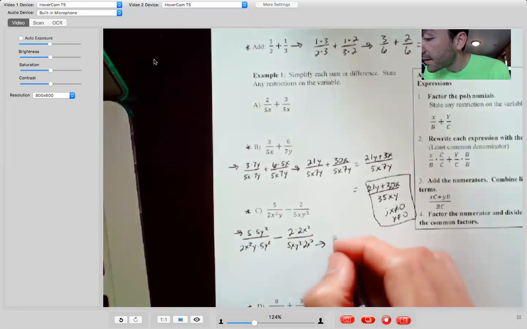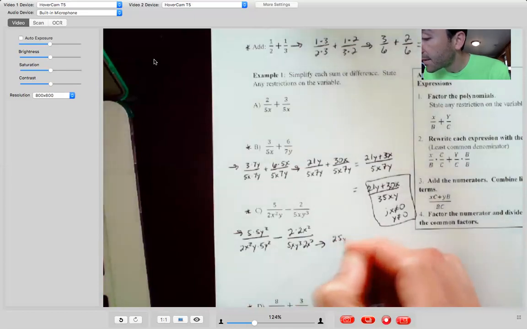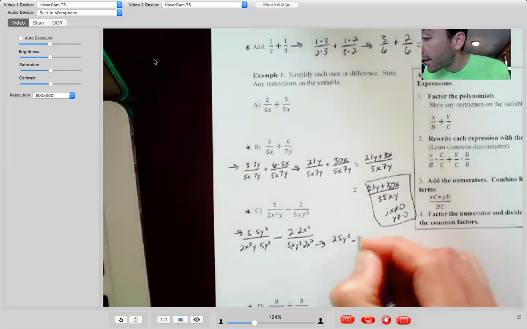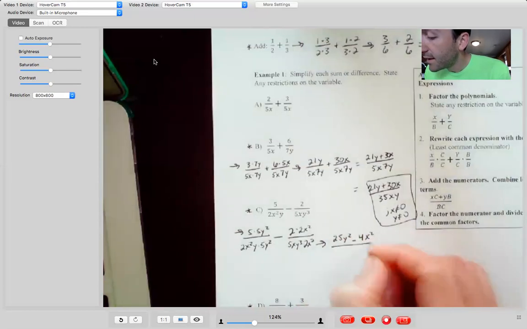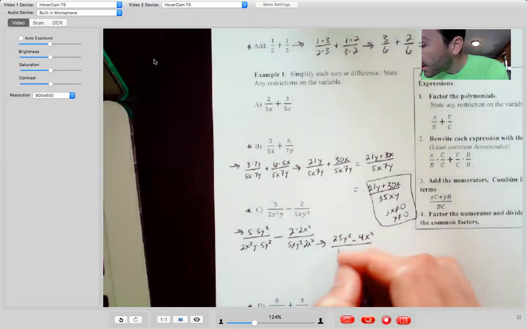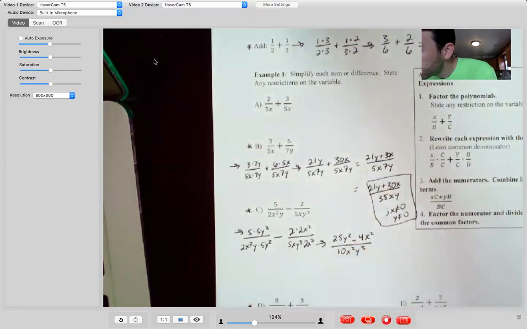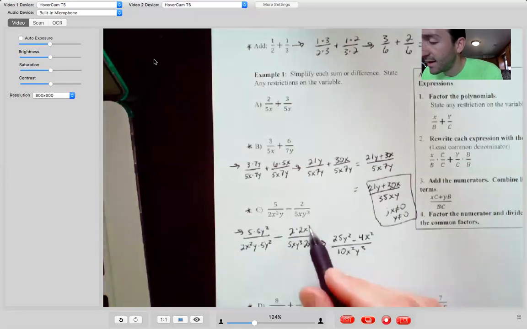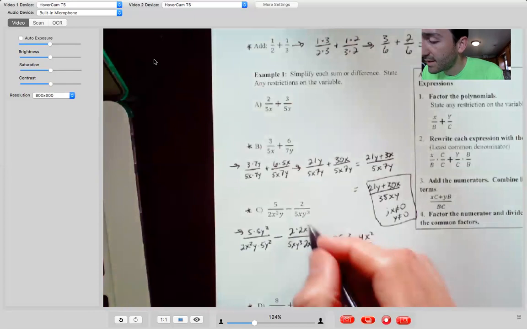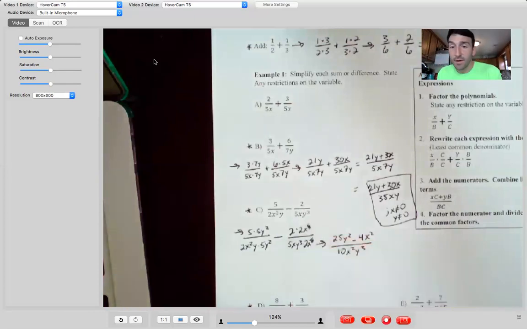Start to simplify this. We have 25y squared take away 4x squared over 10x squared y cubed. So I did it wrong over here. I should have just multiplied by x, not x squared. Sorry about the confusion there. So anyways, I think all that is correct.